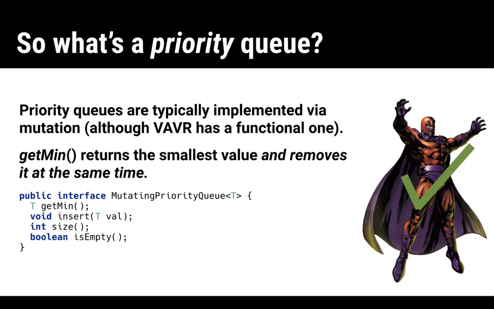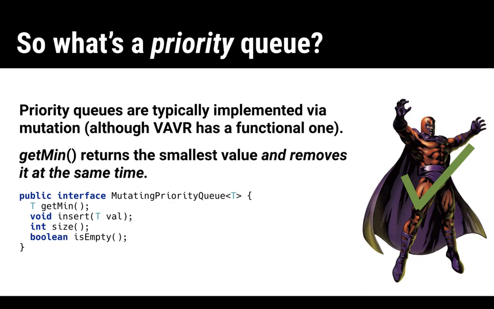But today's lecture isn't about any of that. Today's lecture is about what are called priority queues. A priority queue, once again, can be done in a mutating way or in a functional way. Today, I will describe a mutating priority queue. Built into Vavr, there is a functional priority queue. So first, let's talk about the mutating one.